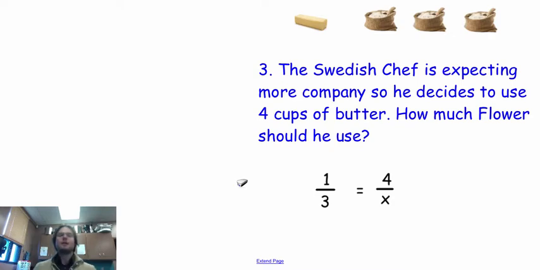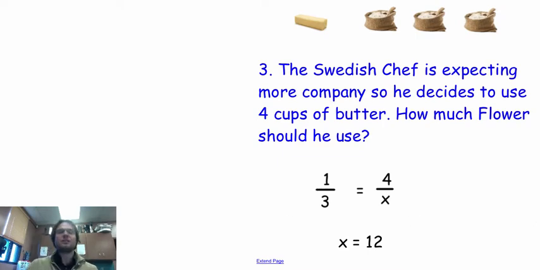I am going to see, how do I get from 1 to 4? Well, I multiply 1 by 4 to make 4. And if I multiply 1 by 4, I must multiply 3 by 4 to get my x. And that will end up giving me, my x will be equal to 12. So therefore, I will need 12 cups of flour if I am using 4 cups of butter.